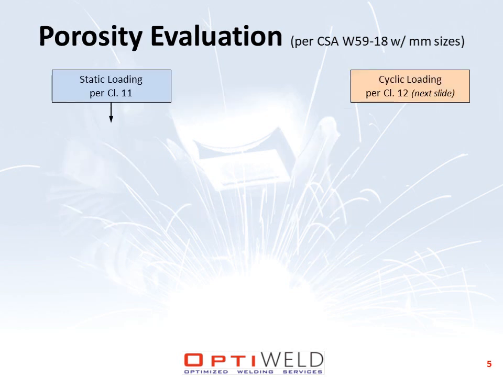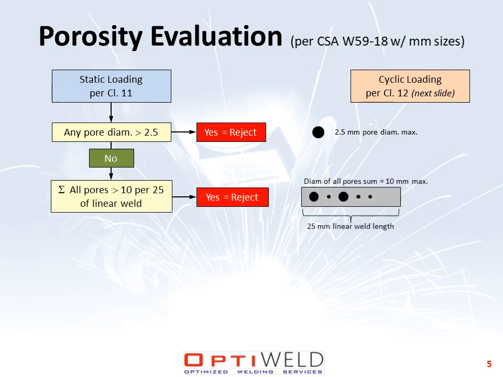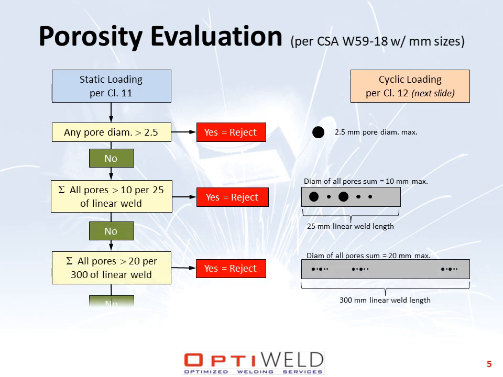Now let's look at porosity evaluation, starting with statically loaded structures. Any porosity pores exceeding 2.5 millimeter diameter are rejected. When porosity exists but is less than that maximum, then you need to add the diameters of individual pores, and a sum total of 10 millimeter is permitted per 25 millimeter length of weld. A further evaluation of each 300 millimeter length of weld is then done with no more than 20 millimeter of porosity allowed.